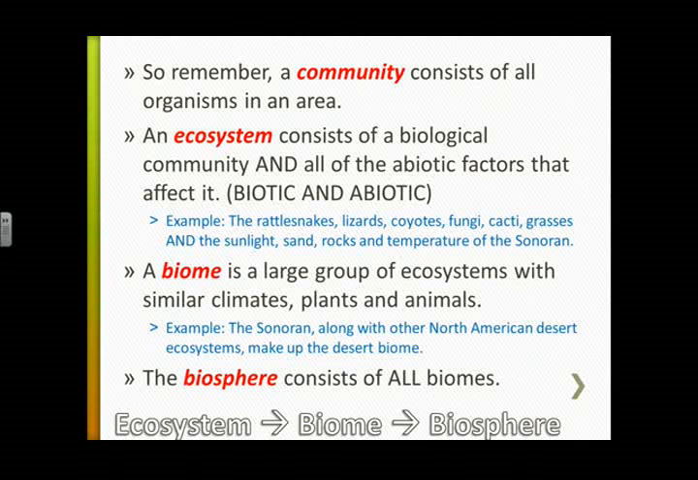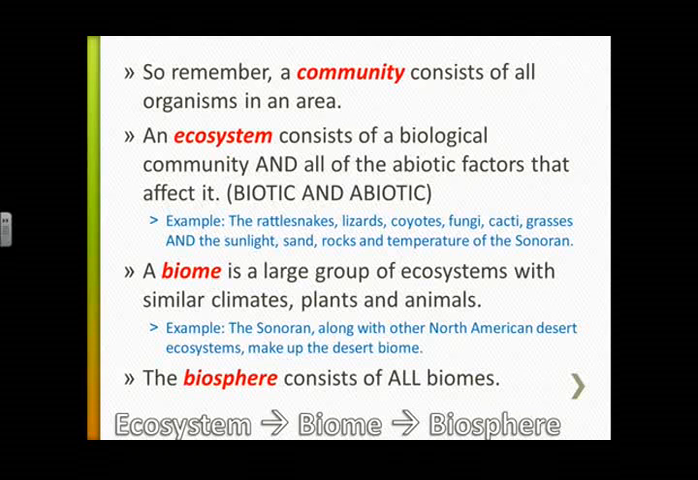An ecosystem consists of all the biological community and all the abiotic factors that affect it. So now we're starting to add those abiotic factors in. So an example, the rattlesnakes, lizards, coyotes, fungi, cacti, grasses, and the sunlight, sand, rocks, temperature of the Sonoran Desert. So we added those biotic factors we saw in the community with abiotic factors in order to create an ecosystem.